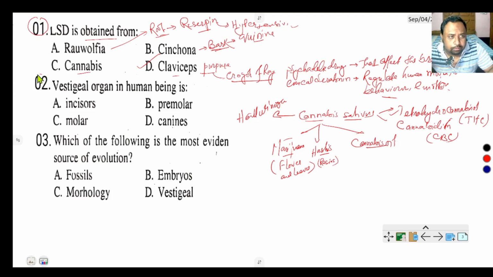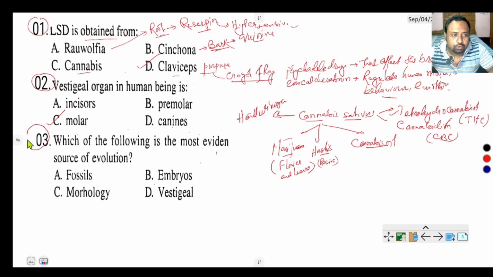Next, question number 2. Vestigial organ in human being. What is a vestigial organ? A vestigial organ is an organ used by animals before, but now it is not used, and it becomes inactive or less active. Here the options are incisor, molar, premolar, and canines. These are 4 different types of teeth of human beings. So here the vestigial organ is the molar, the wisdom tooth. Molar is a vestigial organ.